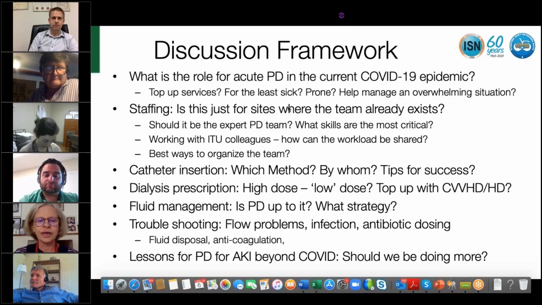So we successfully did PD on 2 patients. One recovered renal function within a few days, and the other one has now been converted to CVHD. It is fair to say that we started at the time when numbers in ITU were beginning to fall, and also supplies for CRT started increasing. So the staffing issues, plus the fact that there was no perceived need for PD, but there was now adequate CRT, meant that we've now stopped doing it.